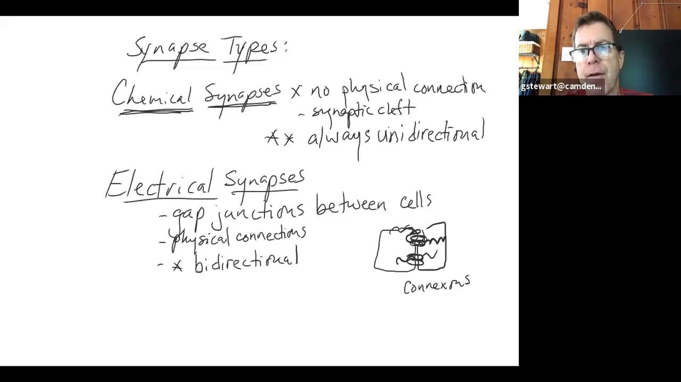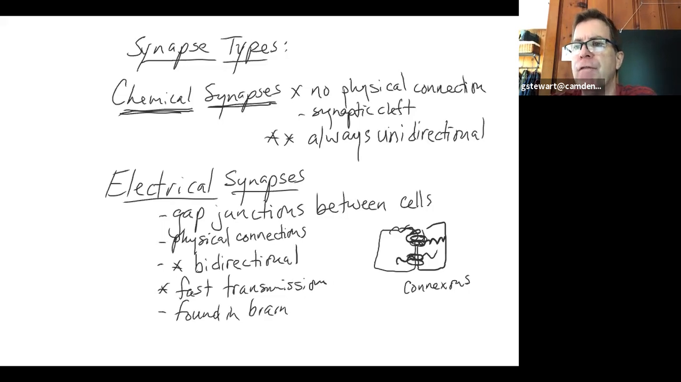These have very, very fast transmission because there's a physical connection, typically. They are found largely in the brain and allow for coordinated synchronization. Found in the brain for a very coordinated, meaning going in both directions from cell to cell, a real synchronous type of transmission or communication.